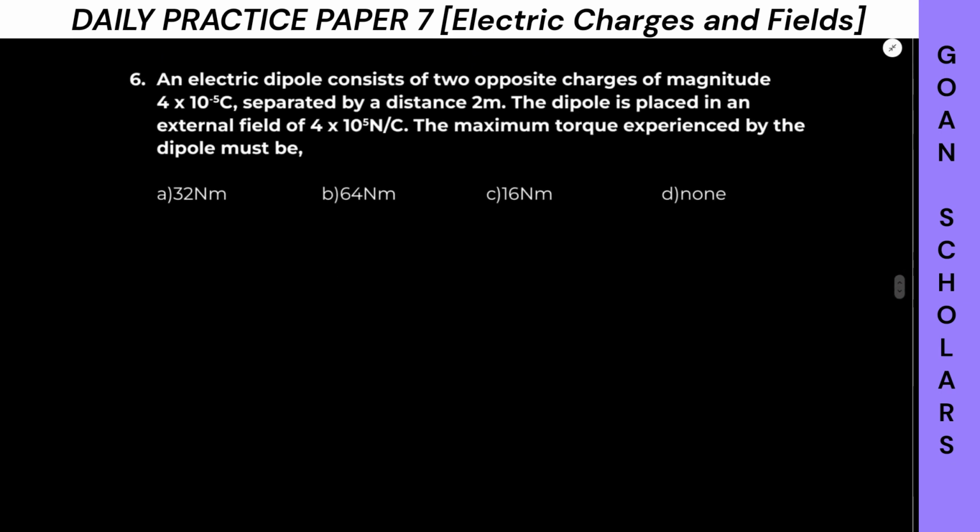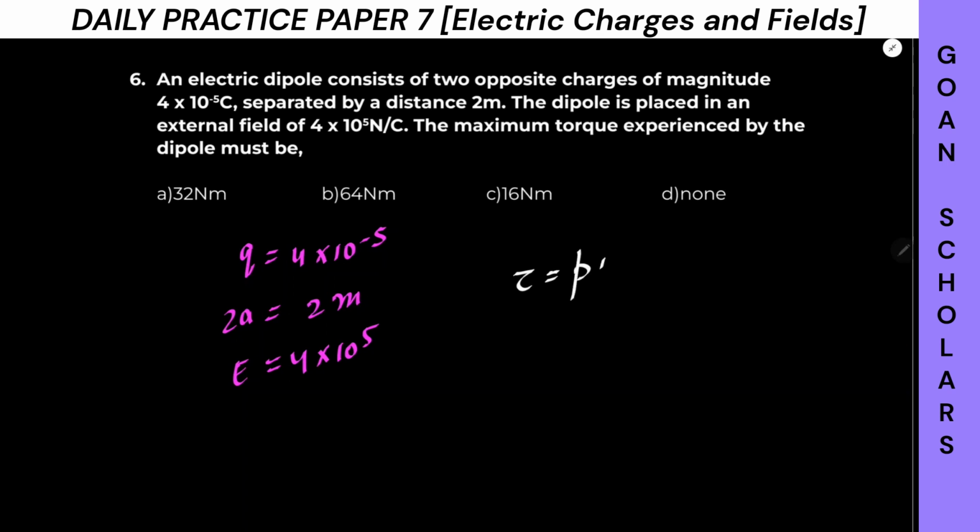An electric dipole consists of two opposite charges of magnitude, okay, so Q here is nothing but 4 into 10 to the power minus 5. Distance 2a. Be very careful. It's 2a, not a. The dipole is placed in an external field E equal to 4 into 10 to the power 5. The maximum torque. Now torque will be maximum only if tau is equal to PE sin theta. We know that sine plays a very important role here. So it will be maximum if theta is 90 degree, right? So for theta being 90, it is maximum.